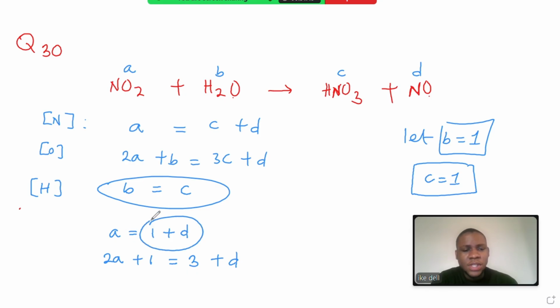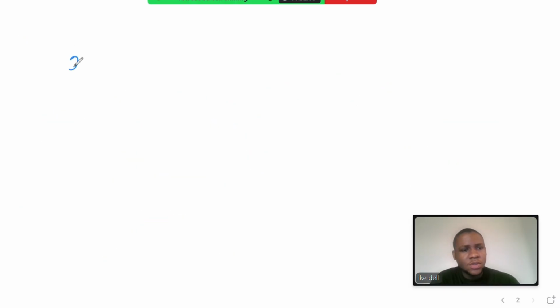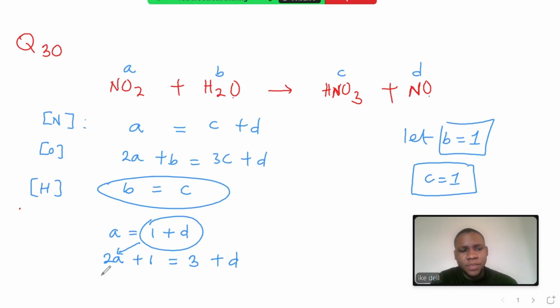If A is 1 plus D, maybe we can substitute that into that second equation there to see what we have. So let me work on this on the second page. So that's 2A. A is 1 plus D now. We have 2A plus 1. 2A plus 1 equals 3 plus D.